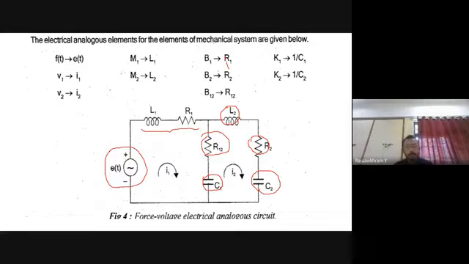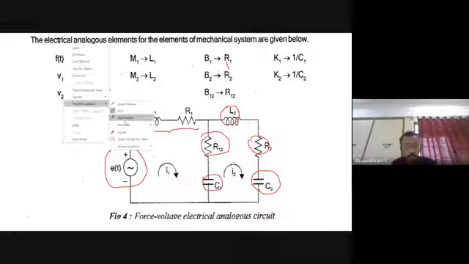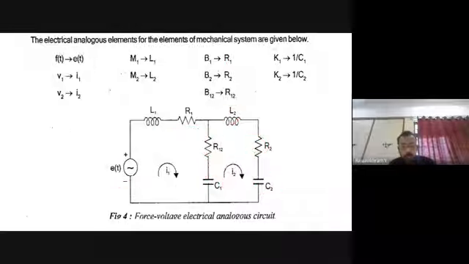At last, indicate the direction of the current. Don't forget that it represents a velocity. There are two currents, two flows of current, I1 and I2. We have to specify the flow of current. So, do you have any doubt in this? How we are converting the resistance, capacitance, inductance from the mechanical translational system? So this is the force-voltage analogous circuit. Any doubt in this?